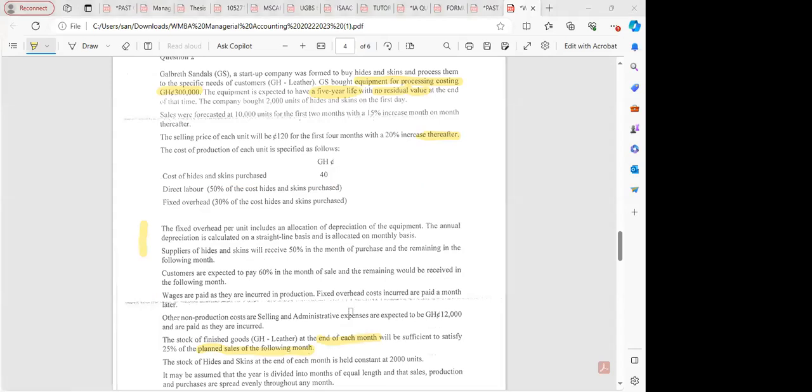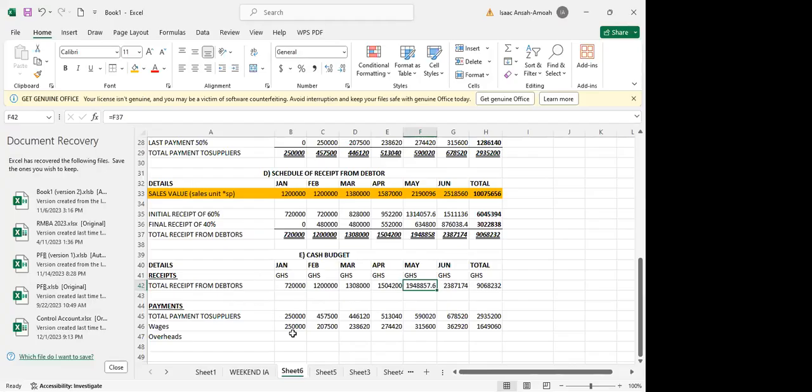So it means overhead for January is paid in February. However, we are mindful of the fact that it includes an allocation of depreciation. So it suggests that because this business is now existing, January will be zero, but we are going to pay January's overhead cost in February.